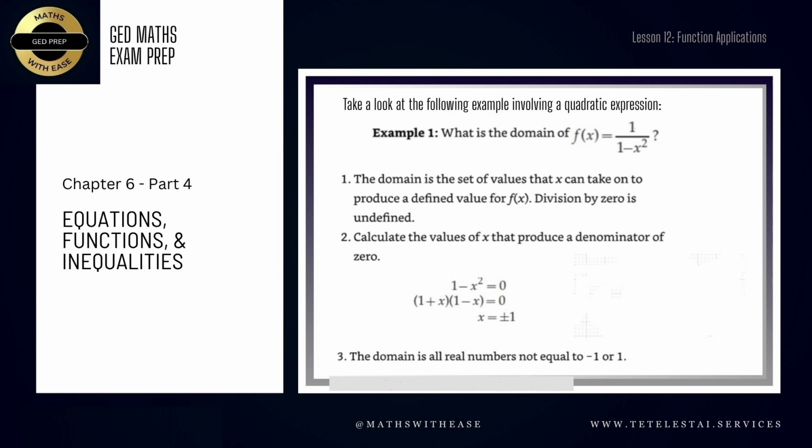And from our previous lectures, we know that division by zero is undefined. So essentially, what we're being asked to do here is to find the domain of x. In other words, find the set of values that x can take on to make this equation true, whilst also making sure that this equation is not undefined. So essentially, what you would need to do is to find the factors of this denominator, 1 minus x squared.